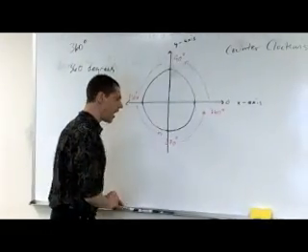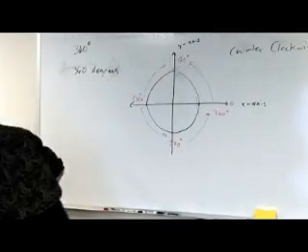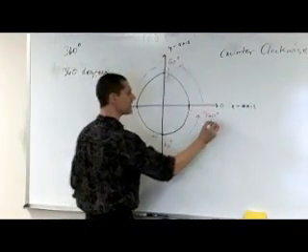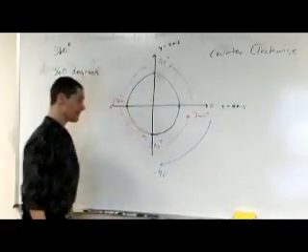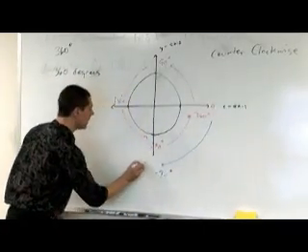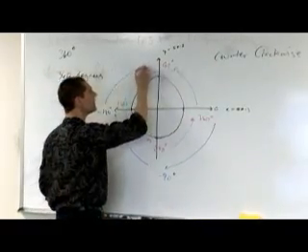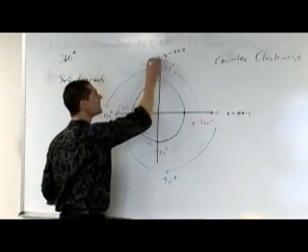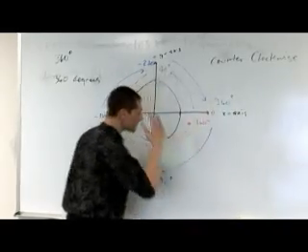Incidentally, if you start off in a different color, what would happen if you went down this way? Well, this would be minus 90 degrees. This is minus 180 degrees. This is minus 270 degrees. And this is minus 360 degrees.